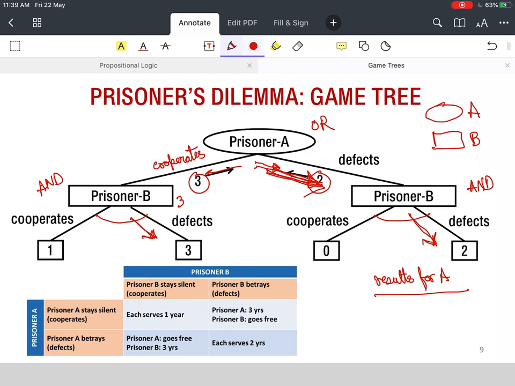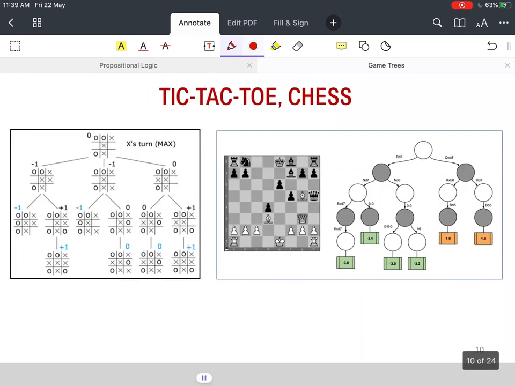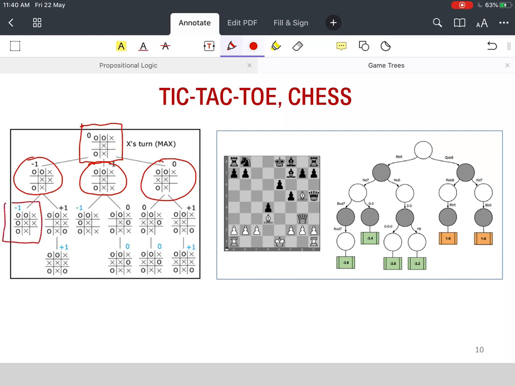We could draw the tree also from B's point of view, and I leave it as an exercise to see that if you draw it from B's point of view, you will reach the same solution. So game trees pan out in all of these. This is tic-tac-toe, where given this start state, this is the turn of a node like this, who will mark crosses, and this is the second player.